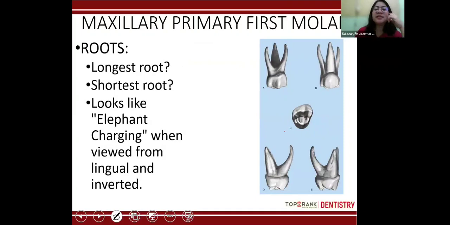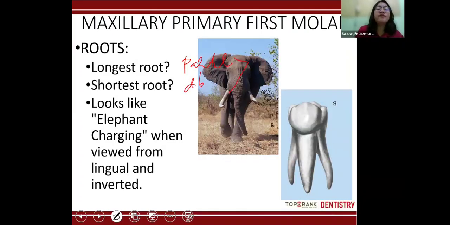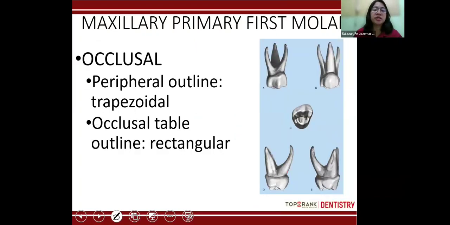Longest root on a maxillary first molar. Okay, ano yung longest root niya? Palatal. Okay. Shortest root is distobuccal. Similar as in your permanent. Ganyan din. Longest root niya, palatal root. Shortest root niya, distobuccal root. Okay, and they look like an elephant charging. Yan. When viewed from the lingual, this is the lingual view, this is the palatal root, you have the two buccal roots, and then you invert it. Okay, so yung root niya nasa baba. Okay, so it will look like an elephant charging.